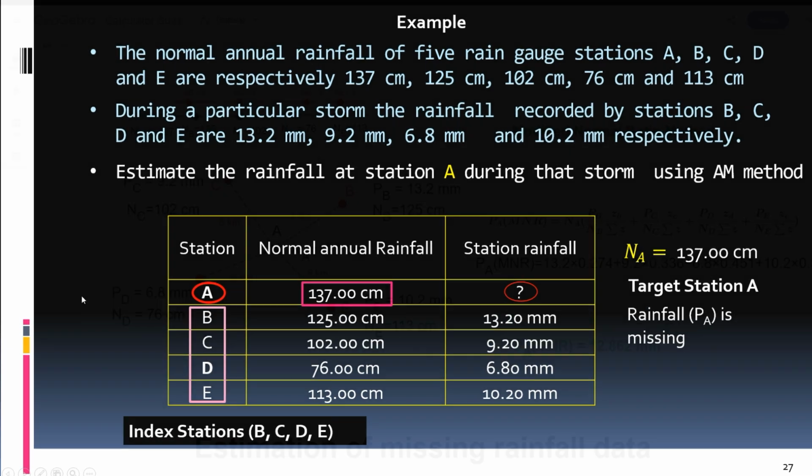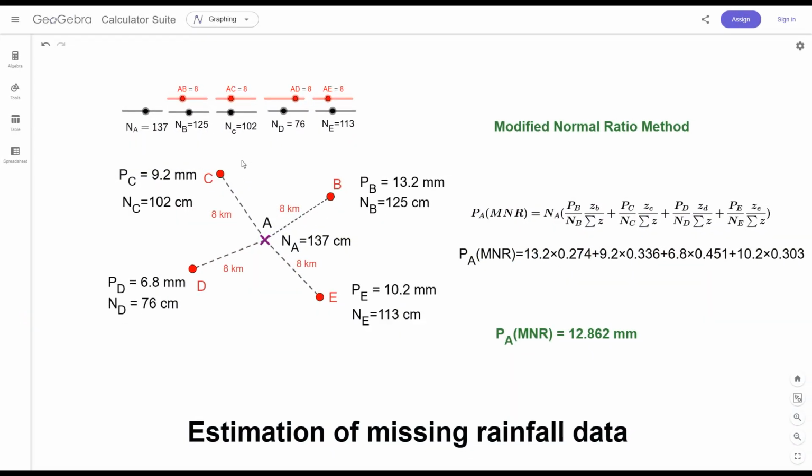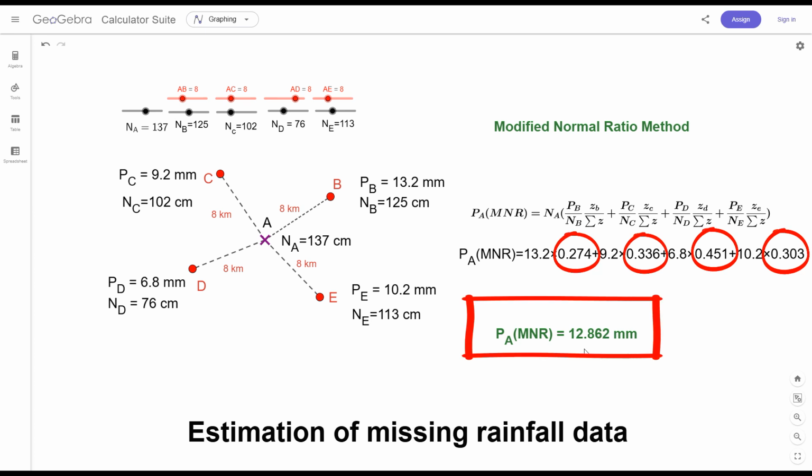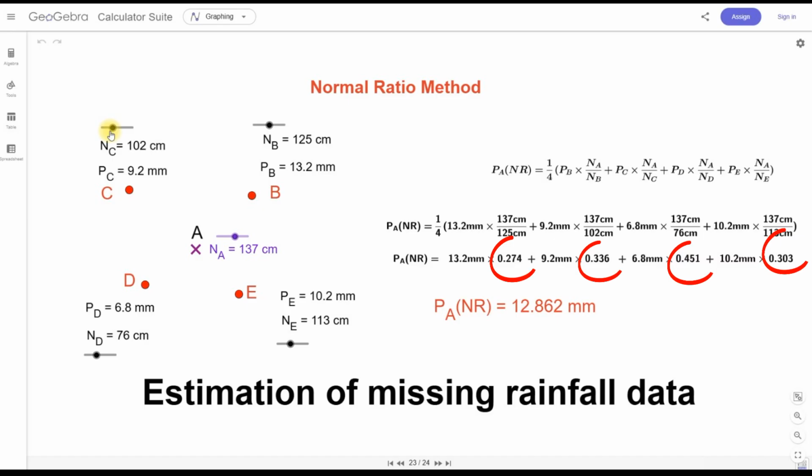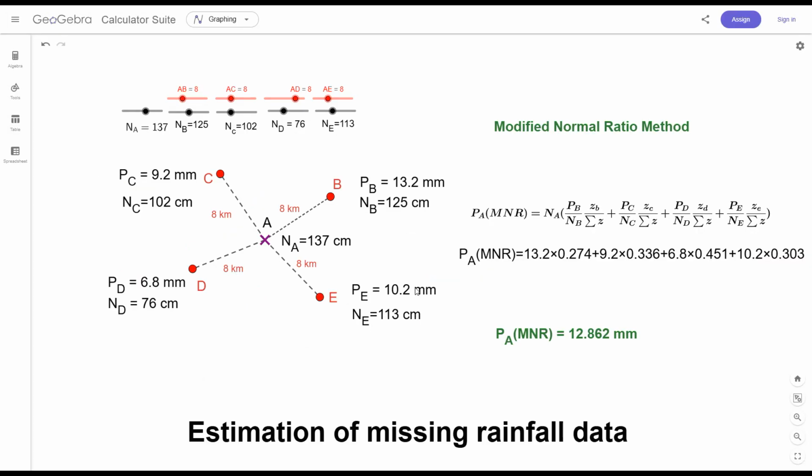We will use the same example which we did earlier. We will use these sliders for changing distance and these sliders for changing normal ratio. At first, we can keep the distances the same. We can see that the weights of each index station and estimate of Pa are exactly the same as normal ratio method. Now, if we change the distances, we will get a new estimate of Pa, which is unique to MNR.